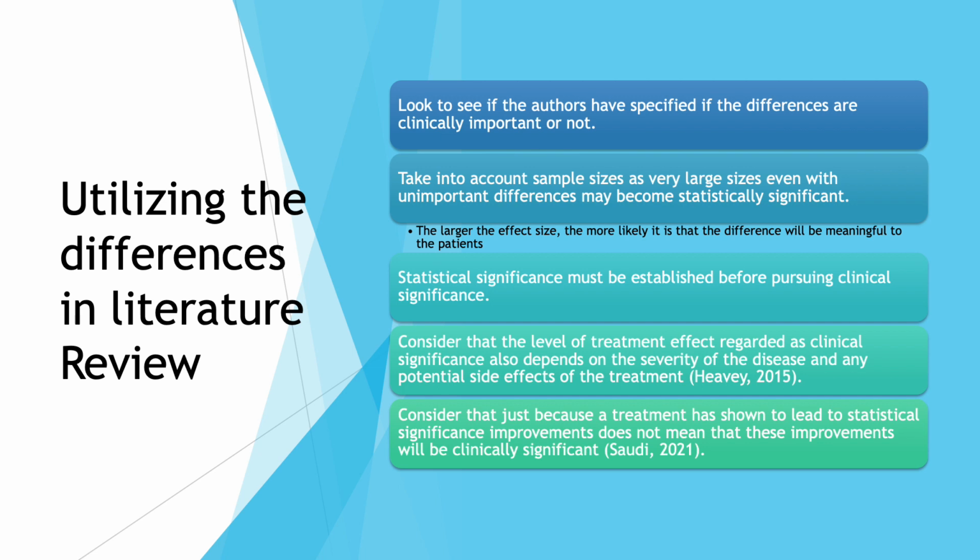In utilizing the differences between clinical significance and statistical significance in literature review, one should look to see if the authors have specified if the differences are clinically important or not. One should also take into account sample sizes, as very large sizes, even with unimportant differences, may become statistically significant. It is important to note that the larger the size, the more likely it is that the difference will be meaningful to the patients. In addition, statistical significance must be established before pursuing clinical significance.